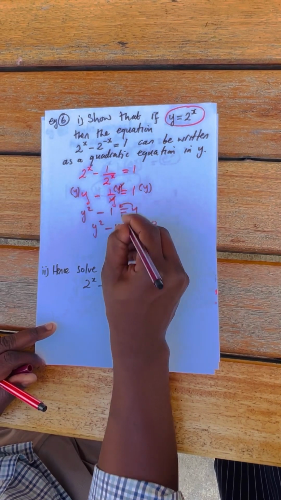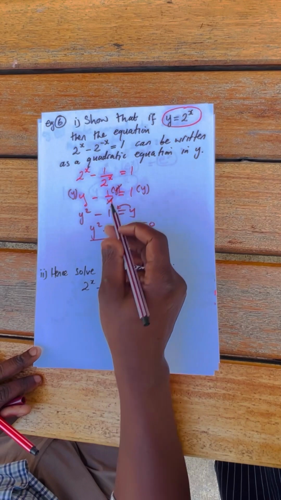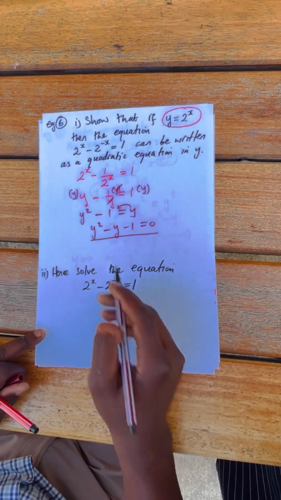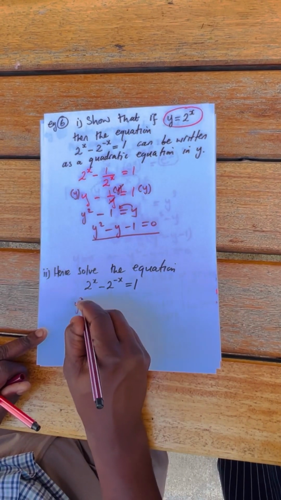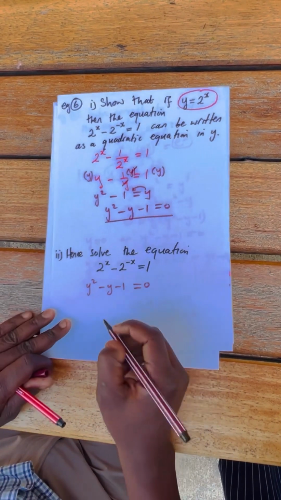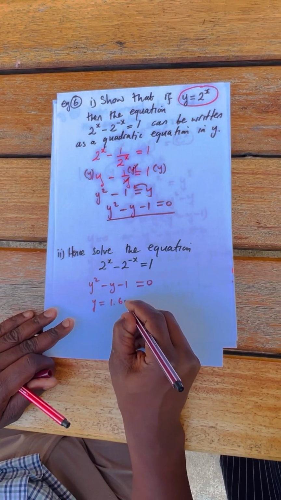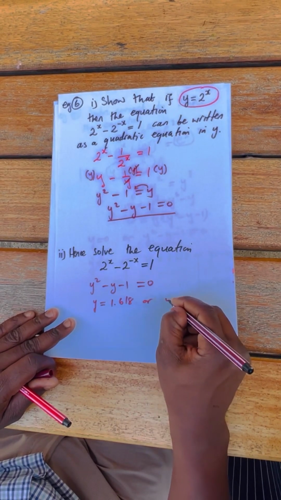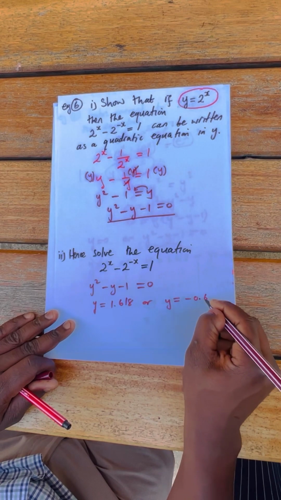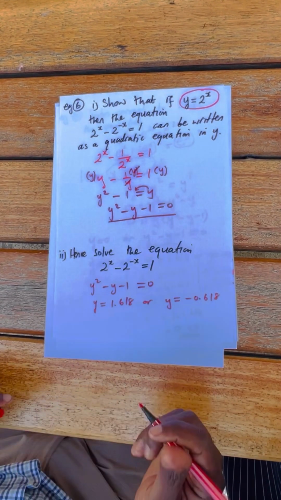So after bringing this there, y squared minus y minus 1 equals 0. It's now quadratic. Solve, like I said, link part 1 and part 2. It's the same equation, so you are solving that equals 0. And if you apply the quadratic formula, you get 1.618 or y equal minus 0.618. So these are my values of y.